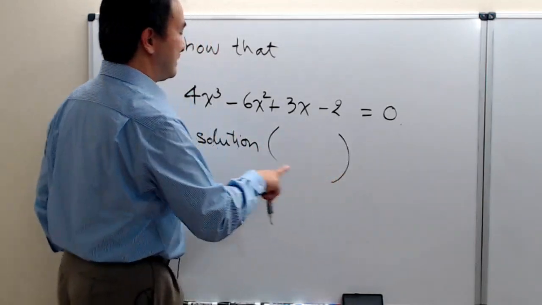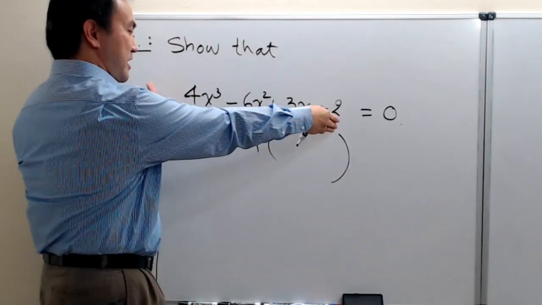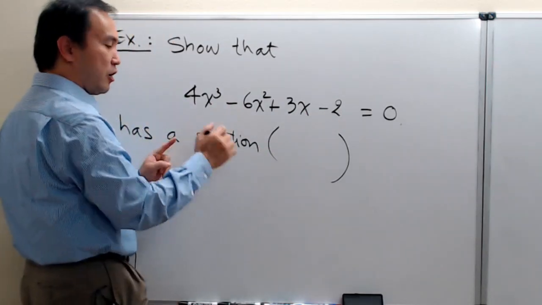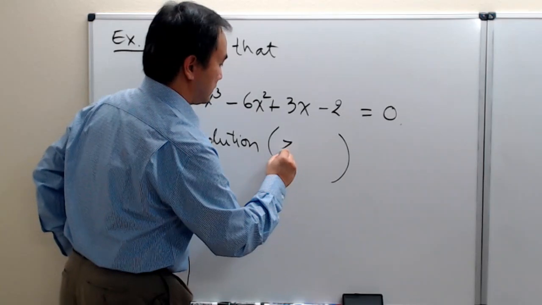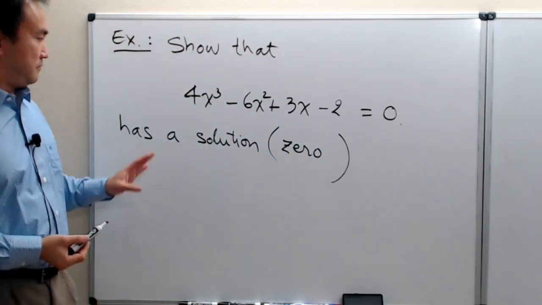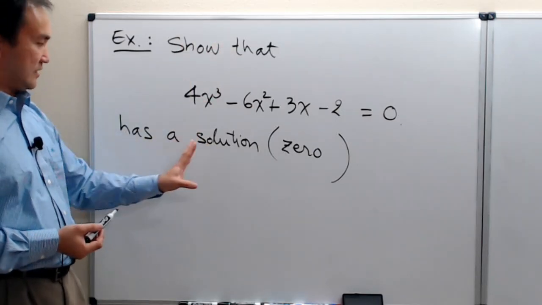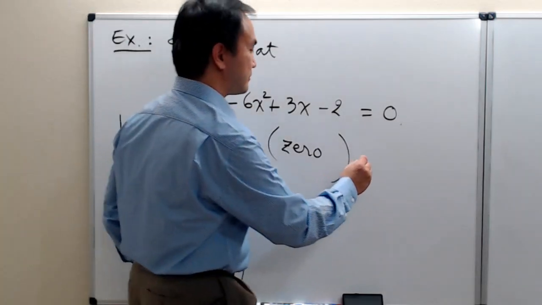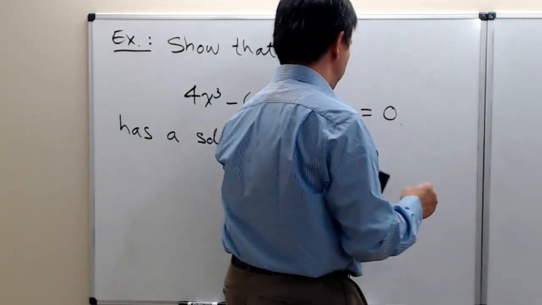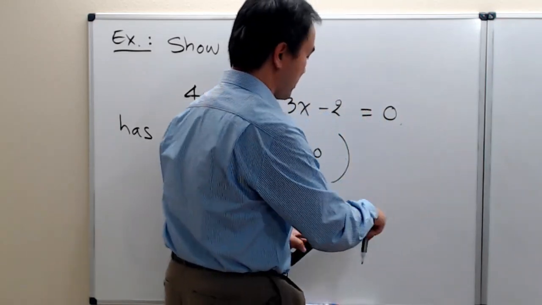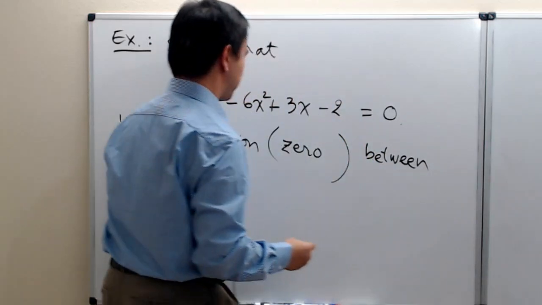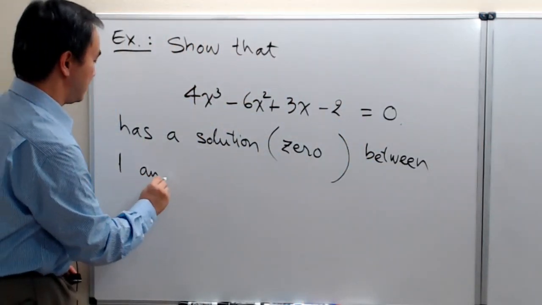And remind yourself, for this kind of equation, the left-hand side is a polynomial. So the famous name for a solution to a polynomial equation, many professors also refer to as a zero. So we want to show that this equation has a solution between, or that's not an accurate way of writing it, how about between 1 and 2.